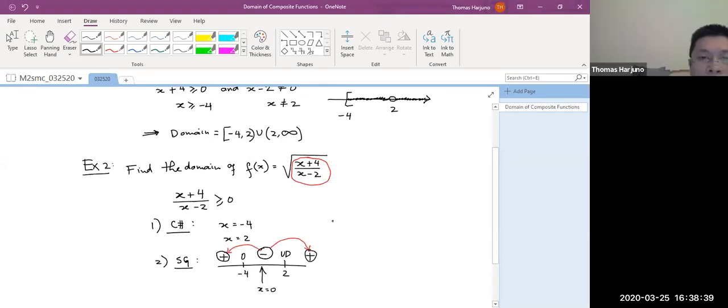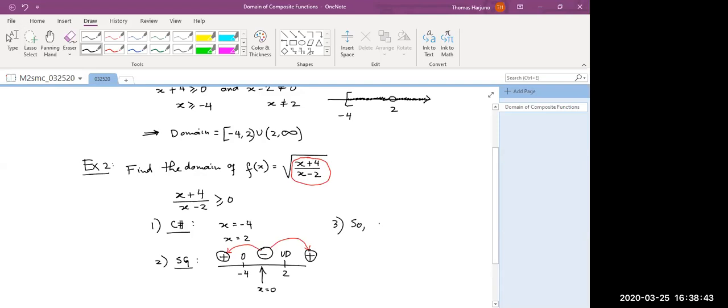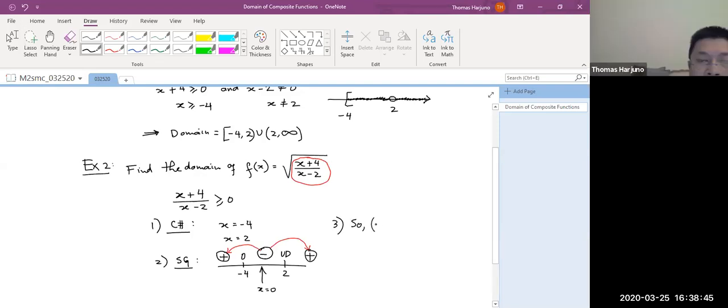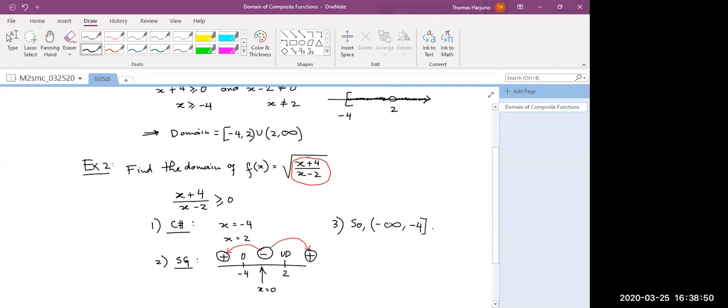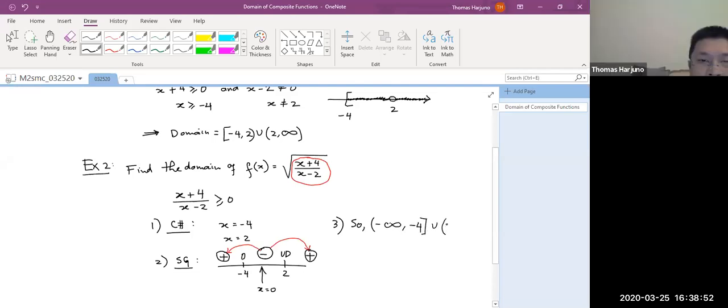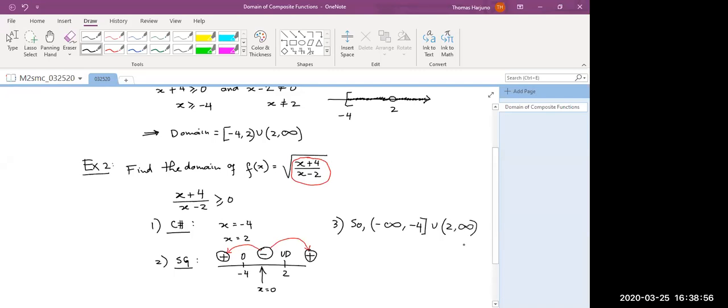Okay, then the solution here will be: I need positive, so it will be negative infinity up to -4, closed bracket, union 2, parenthesis, to infinity. Is it okay?